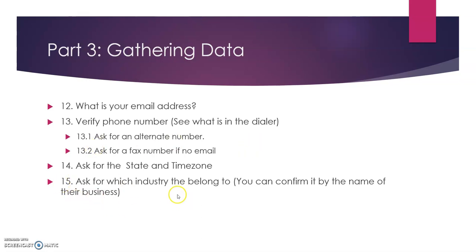Number 15, ask for which industry the business belongs to. Oh wow, there's a typo here. Most of the time, just looking at the name of their business, you'd know that they're from a trucking company, or that they're a restaurant. Just confirm which industry they are: food, trucking, hotel, hospitality. There's a vast range of business industries, so just ask them.